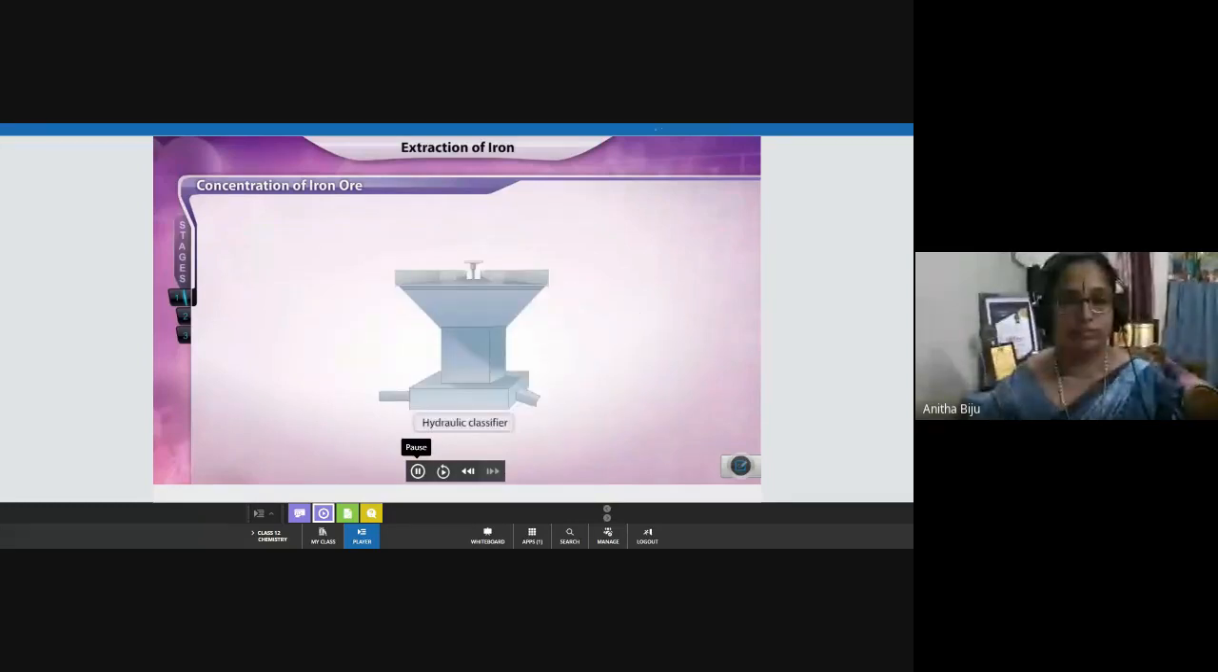First, powdered ore is added into the hydraulic classifier. So here you can write the name of the process. Concentration of iron ore can be done through hydraulic washing. Mention the point: hydraulic washing is also known by the name levigation. Levigation. Okay, this is the instrument, the hydraulic classifier.